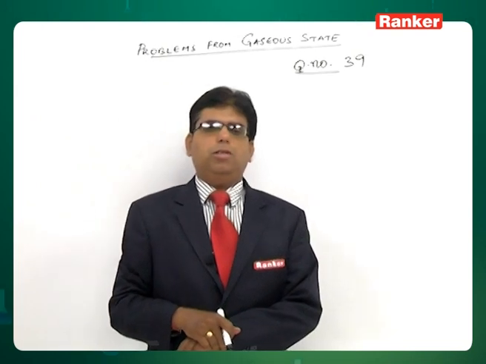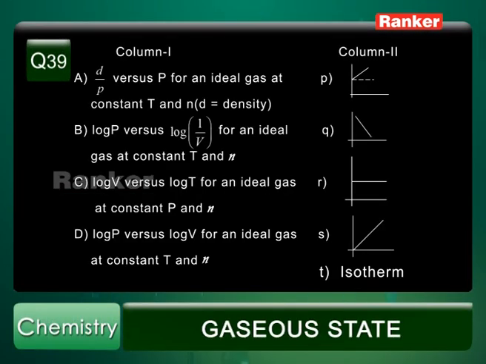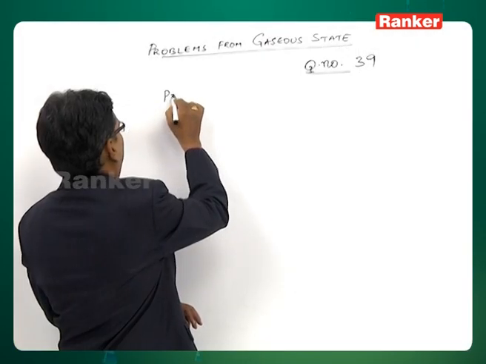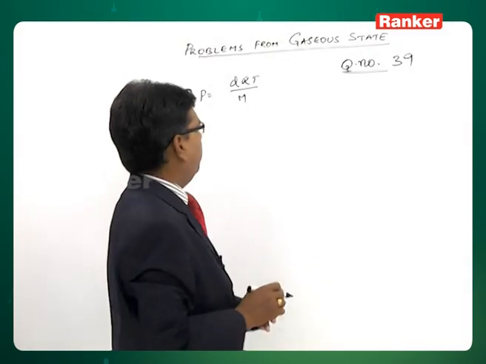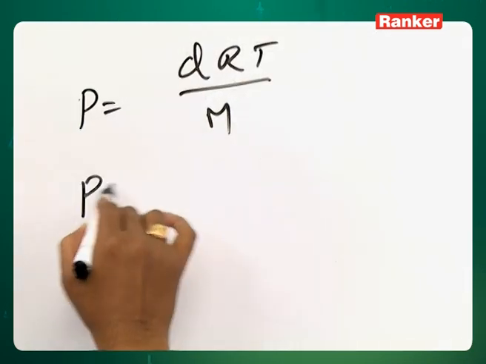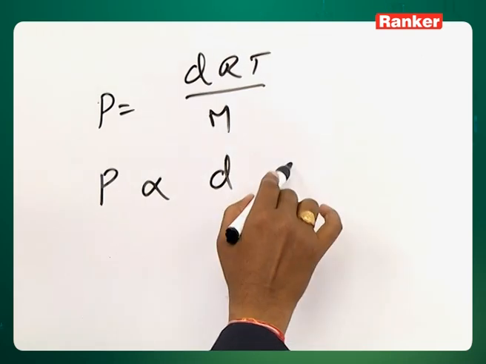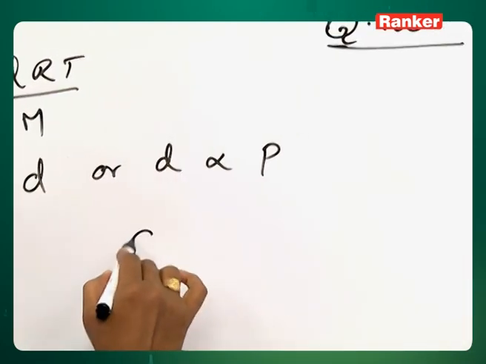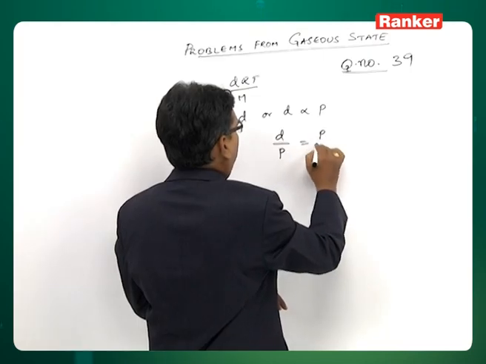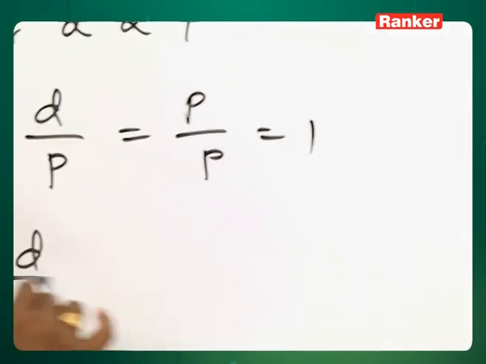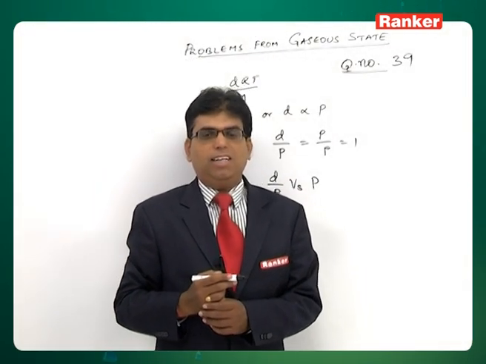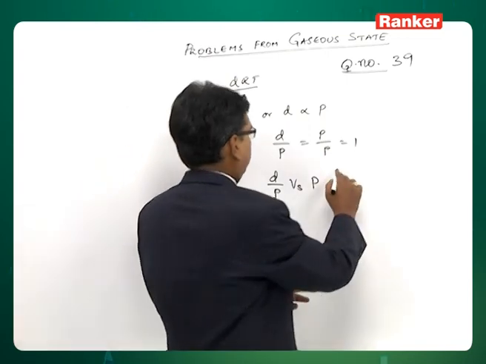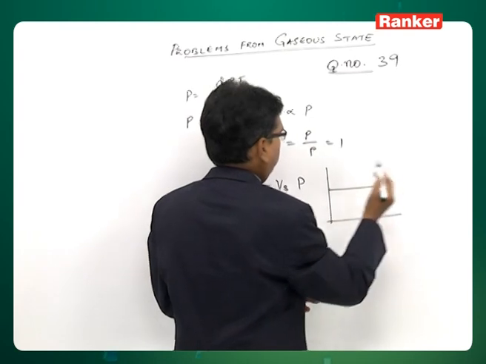Let us go to question number 39. This again relates to the graph d by P versus P. First of all, P equal to dRT by M. Now, this is d by P versus P. First of all, P is proportional to d, or d is proportional to P. So d by P will be equal to P by P, that is equal to 1. So d by P versus P, what you will get is a straight line with slope 1, okay?